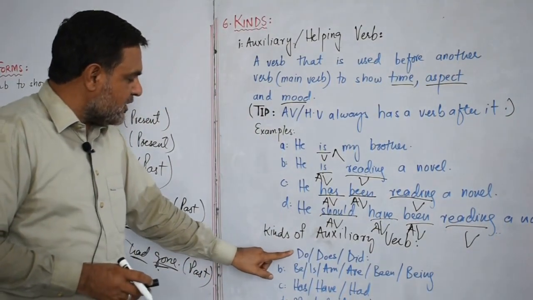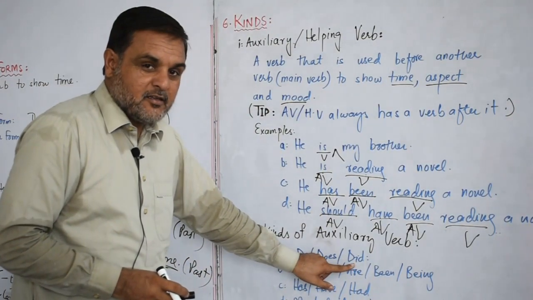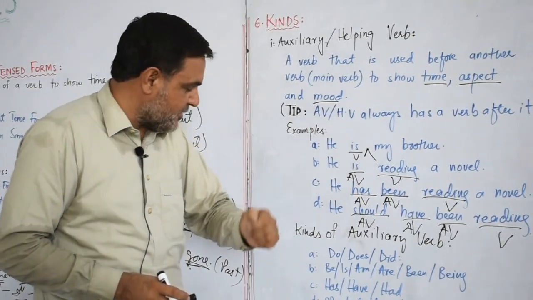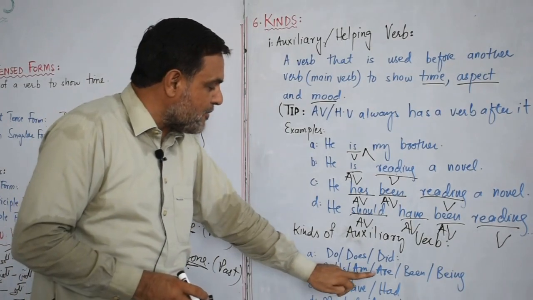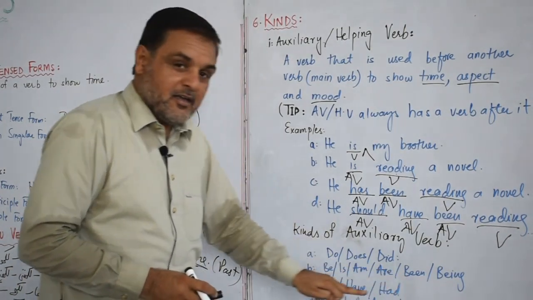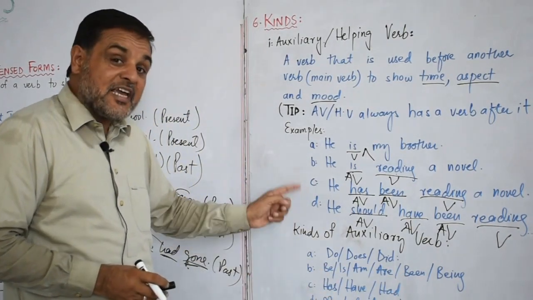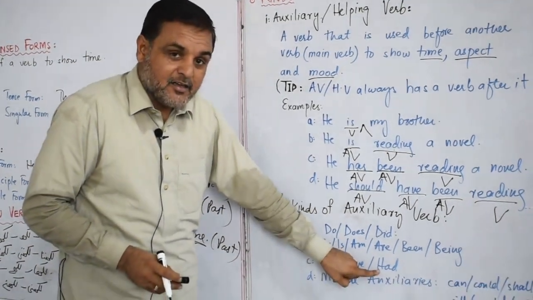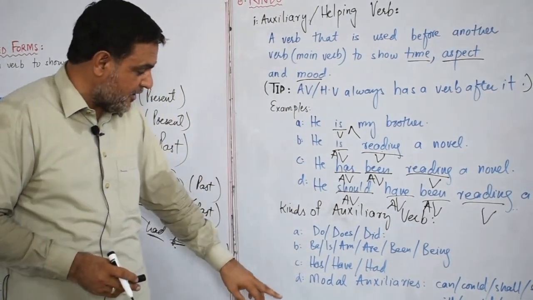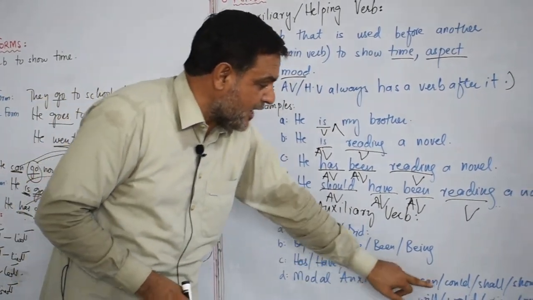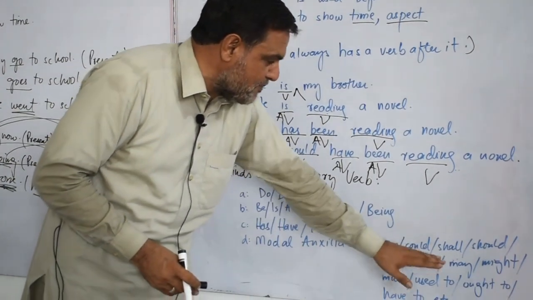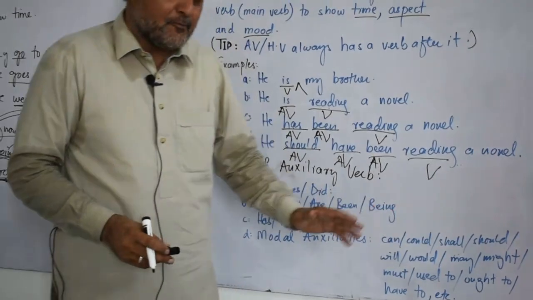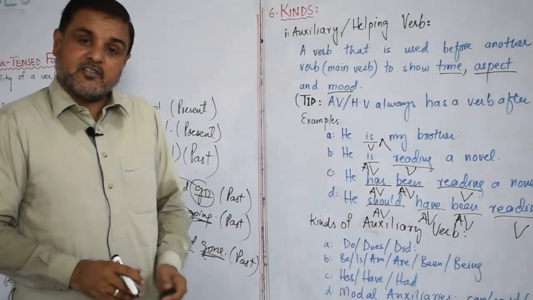The first: do, does, did. They are the first kind of helping verb, auxiliary verb. Be, is, am, are, been, being. That is the second kind of auxiliary verb. Has, have, had. This is the third kind of auxiliary verb. And then modal auxiliaries: can, could, shall, should, will, would, may, might, must, used to, ought to, have to, etc. They are also called auxiliary verbs.